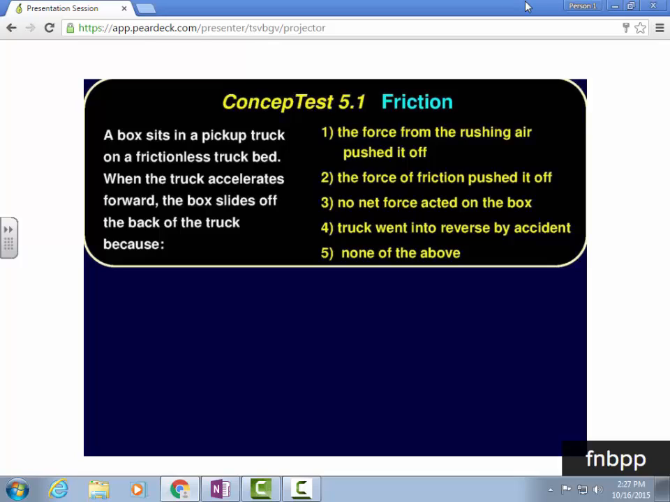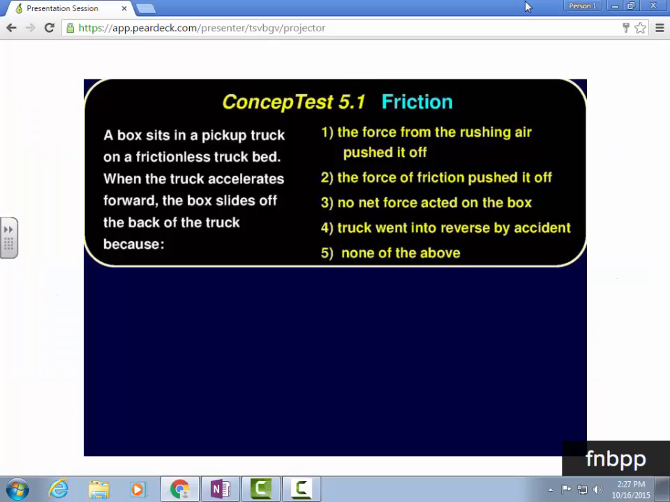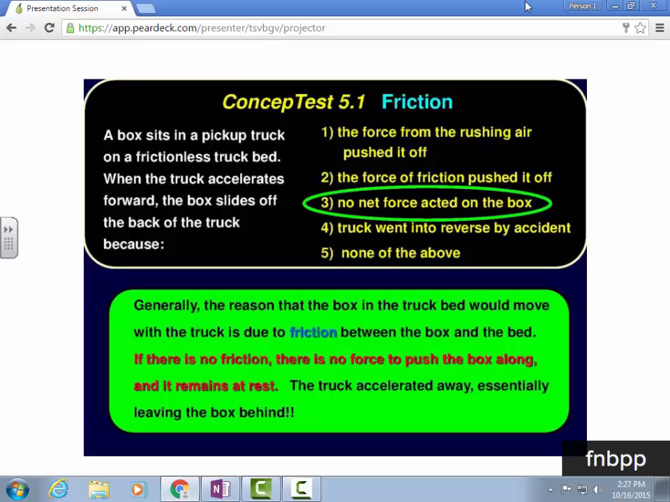All right, 10 seconds. 5, 4, 3, Julia, Vincent, Emily, 2, 1. Very good, guys. You're in good shape. Overwhelmingly, you picked C, no net force. The net force that you need to act on it is what? In order to keep it in that truck, what net force needs to act on it? Static friction.